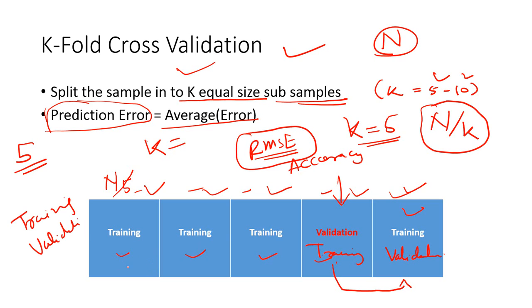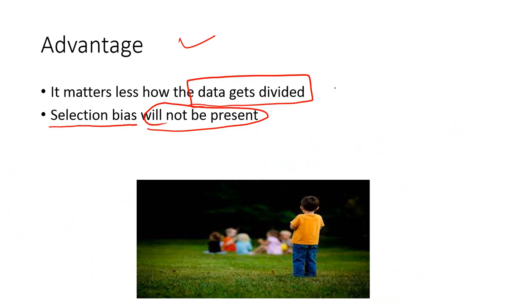Because the validation set can be this one, can be this particular one, can be this split as well, can be this split, can be this split. Similarly, a training set can also be all the splits. So every data point present in the sample will be a part of training data and will also be part of the validation data. Hence, this particular way of cross validating is free from sample bias or selection bias.